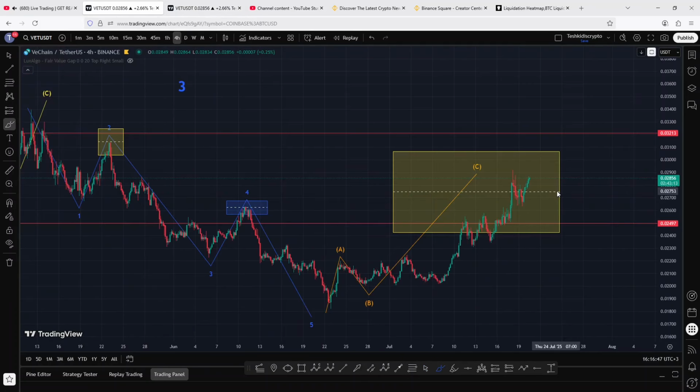So this key area over here, which is between the 0.03067 and the 0.02426, is a key area that we need to pay attention to, because it's going to dictate which move is going to play out next here on the VeChain chart. And let us be patient and see how that plays out, and I will ensure you stay up to date.